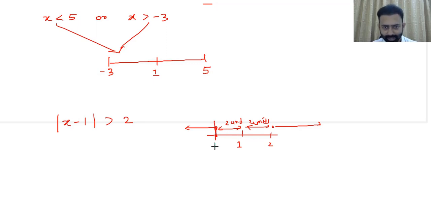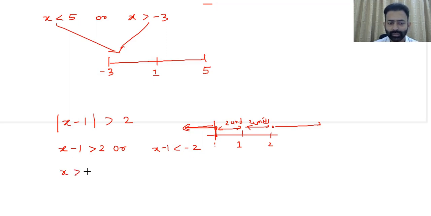What this exact point will be is that if I'm moving towards right, then x minus 1 should be greater than 2, or if I'm moving towards left, then x minus 1 should be less than -2, because those quantities which are towards left of this value will be less than this -2 point. So x minus 1 must be less than -2. Here it gives x is greater than 3 or x is less than -1.